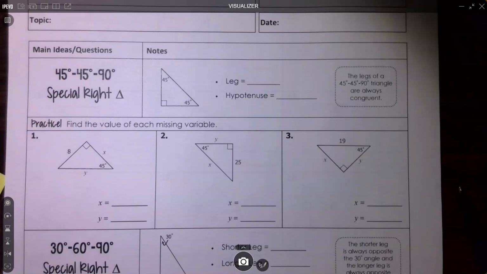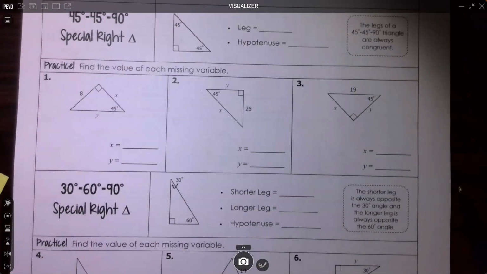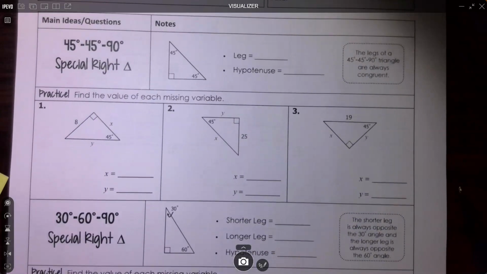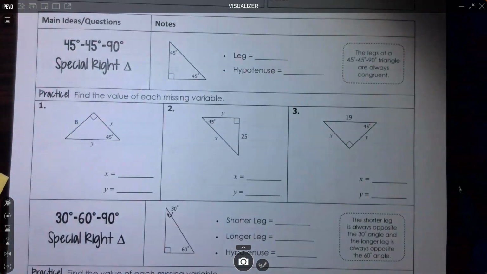All right, this lesson is on special right triangles. We have what's called a 45-45-90 triangle and a 30-60-90 triangle. Those are the angle measures of our right triangles, and mathematicians have done tons of calculations. They figured out that these two triangles have a pattern, so they're easier to figure out.